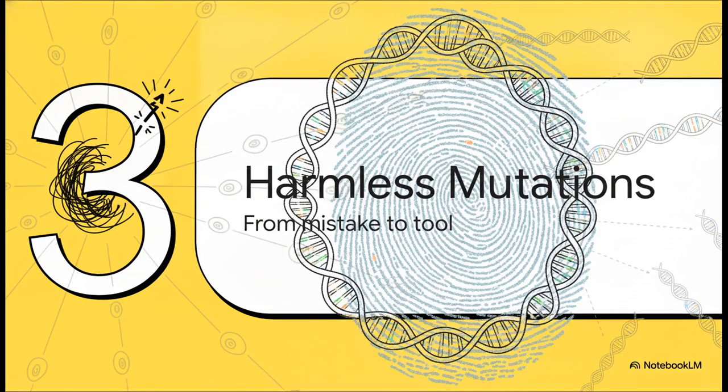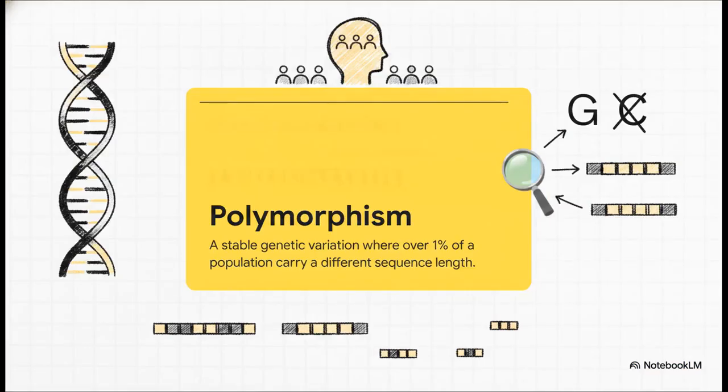Now we have to ask the big question. Section 3. Harmless mutations become polymorphisms. How does a random glitch in a single cell survive long enough to become a global forensic tool? Before we get too far ahead of ourselves, let's quickly define our terms. A polymorphism simply means a specific genetic variation has survived and multiplied enough to exist in more than 1% of a population. And in this context, we aren't talking about a change in the genetic letters themselves, like turning a G into a C. We are talking about a physical change in the length of the sequence due to a totally different number of those repeats.